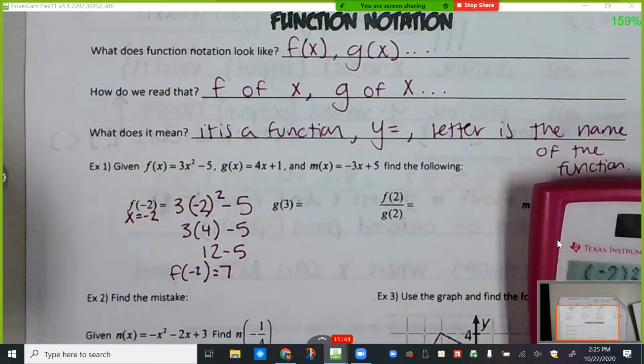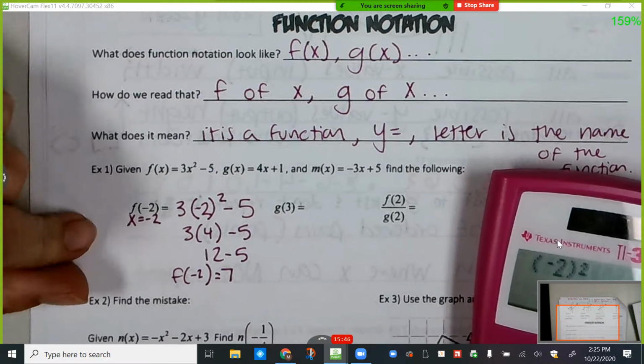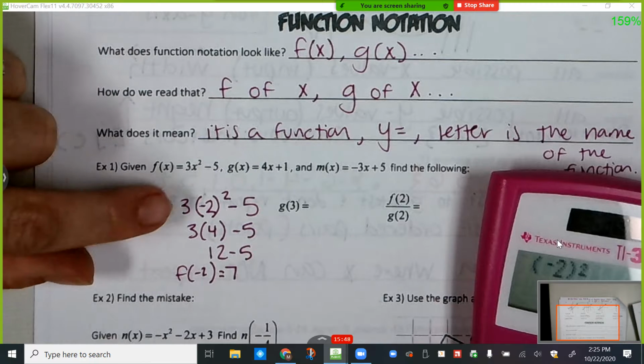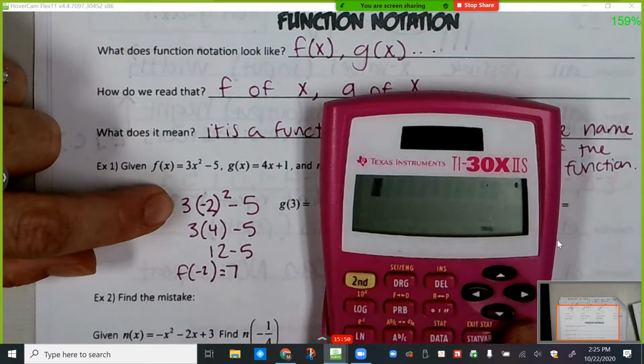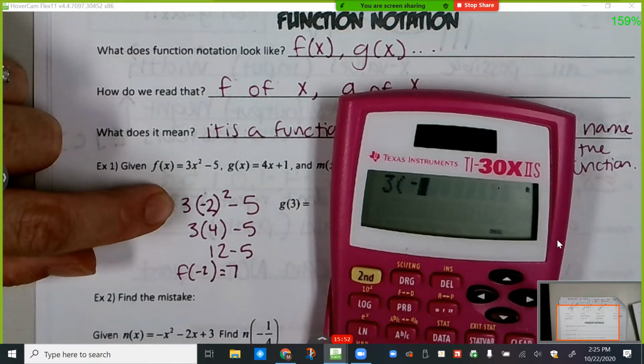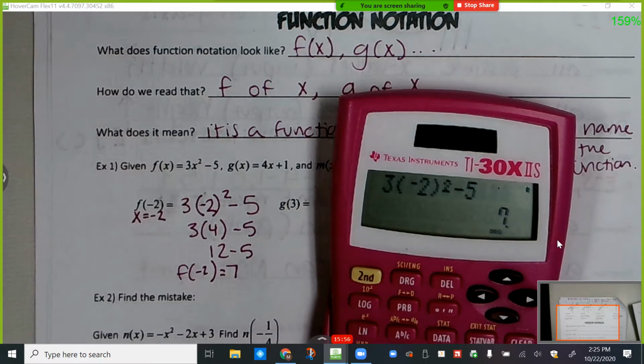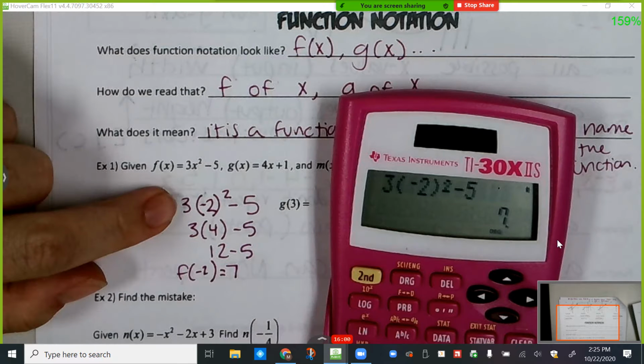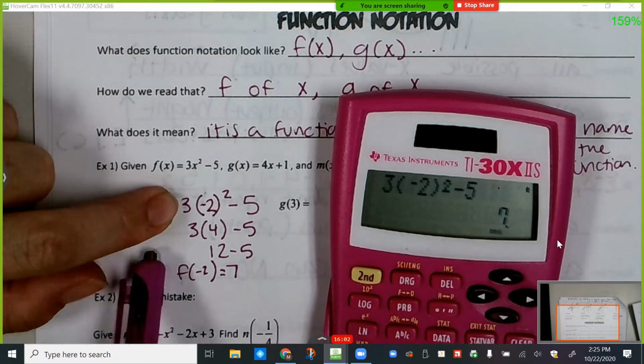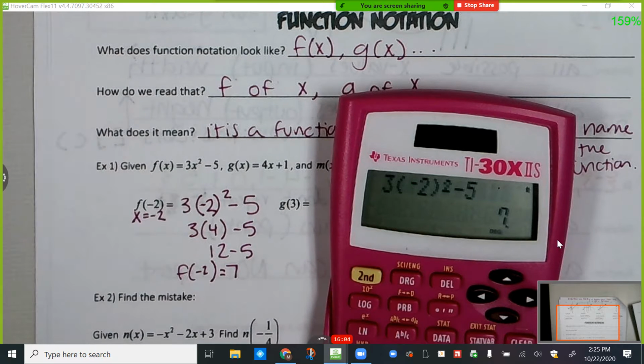I want to show you, if you look here, we can also just type this in our calculator. 3 parentheses negative 2 parentheses squared minus 5 gave us the answer. So you need to show that you plugged it in correctly. And if you can show me that and give me the right answer, I'm giving you credit. Okay?